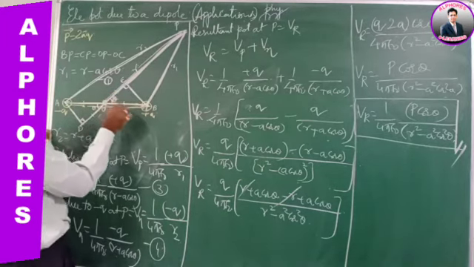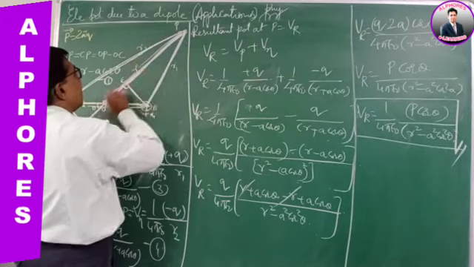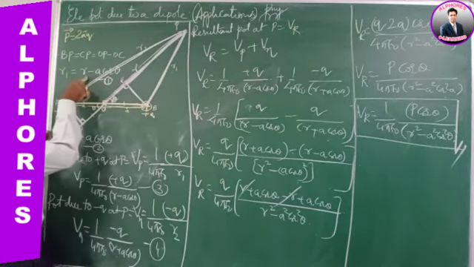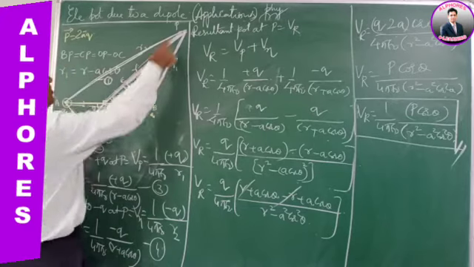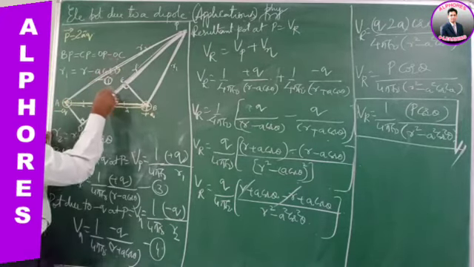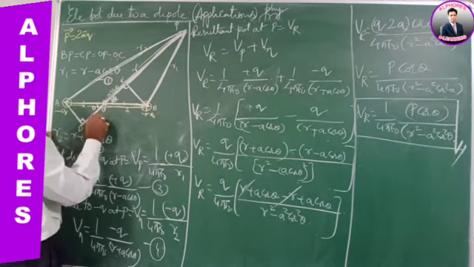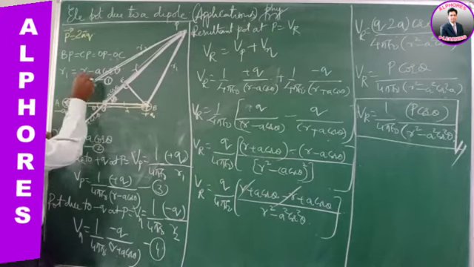So I get A cos theta. Therefore R1 is nothing but CP, which is R minus A cos theta. So BP is CP, and CP is OP minus OC. OC is A cos theta. So this is A cos theta, and even this is also A cos theta. So therefore, R minus A cos theta.